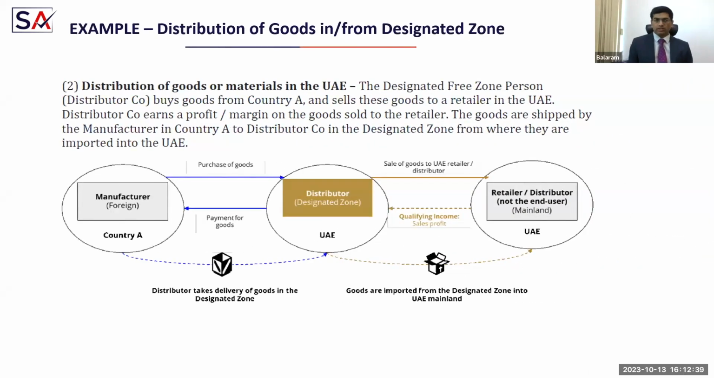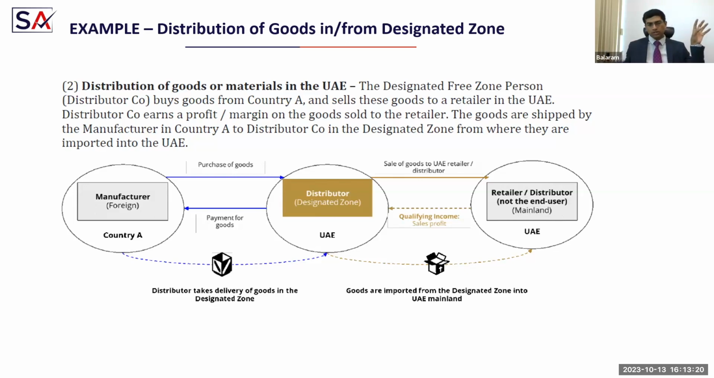Let's take an example of a distribution activity. Distribution of goods or materials in UAE: the designated free zone person, which is a distribution company, buys goods from country A and sells these goods to a retailer in UAE. The distributor company earns profit or margin on the goods sold to the retailer, of course. The goods are shipped by the manufacturer in country A to the distributor company in the designated zone, from where they are imported into the UAE. Which means you are a free zone company in a designated zone, buying goods from a manufacturer in country A and selling goods to a retailer in UAE, in mainland.